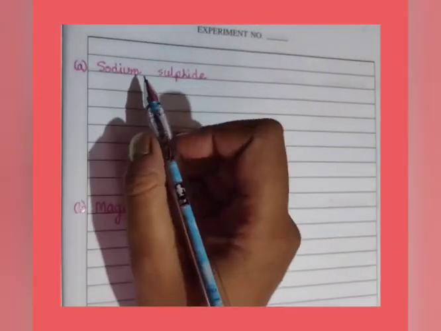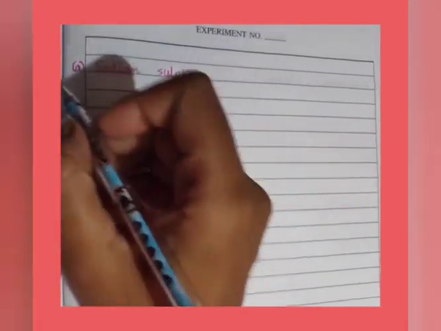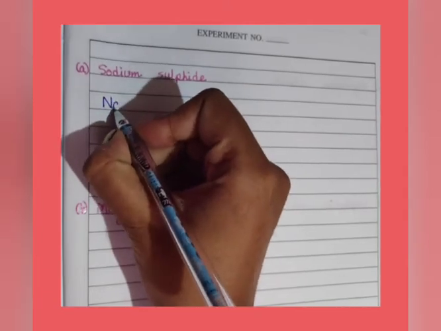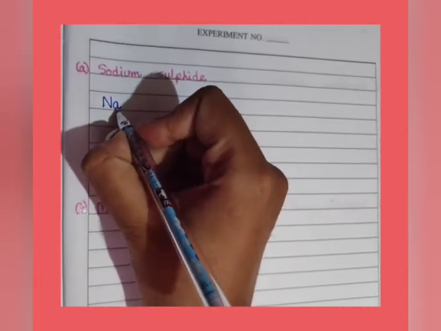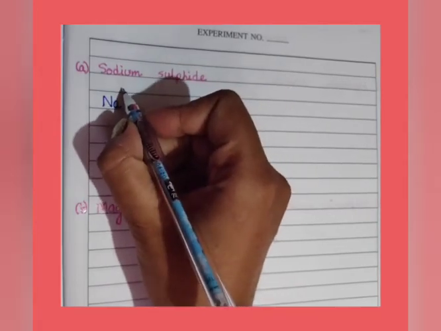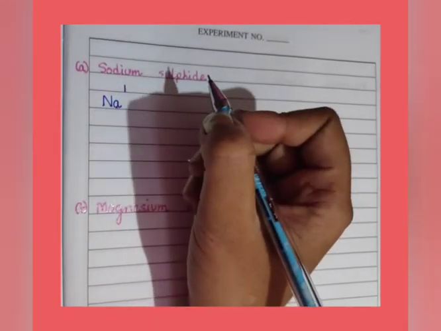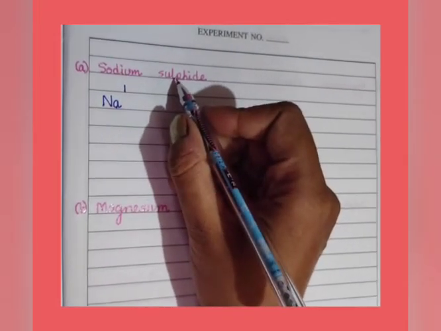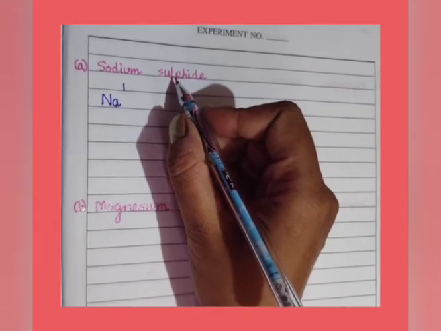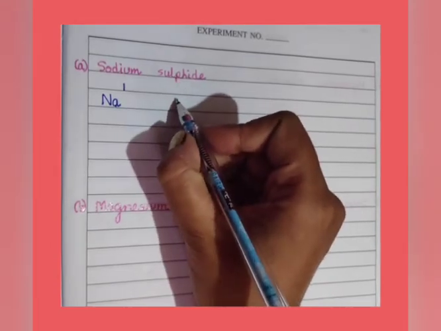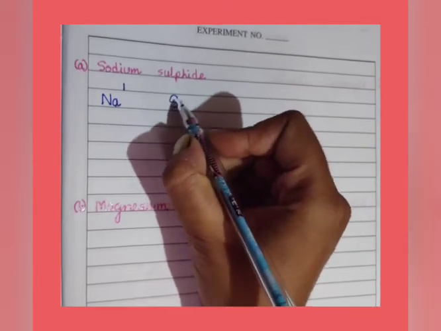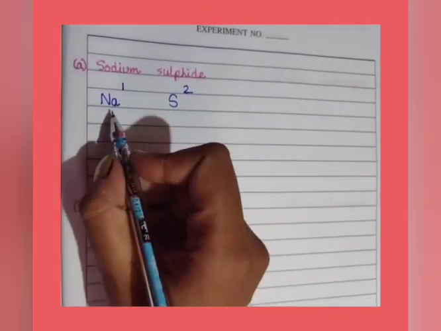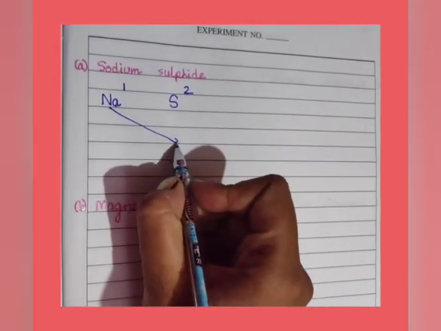So I am going to start with sodium sulfide. What is the symbol of sodium? It is Na. Remember, capital N, small a. And what is its valency? It is 1. So we write it as a superscript on the top right hand side. Now what is sulfide? When sulfur remains combined in a compound, it is called sulfide. So it is simply sulfur. And what is its valency? It's 2.